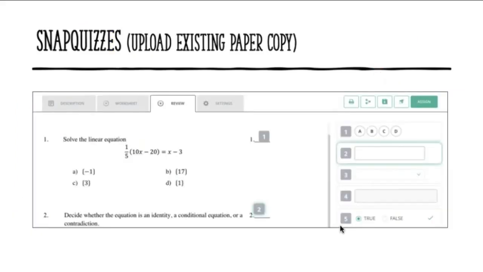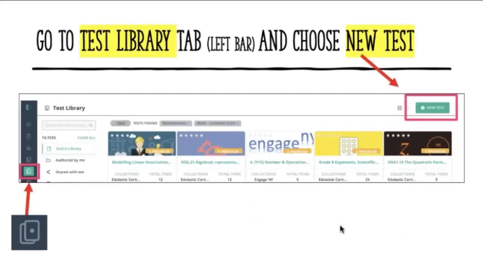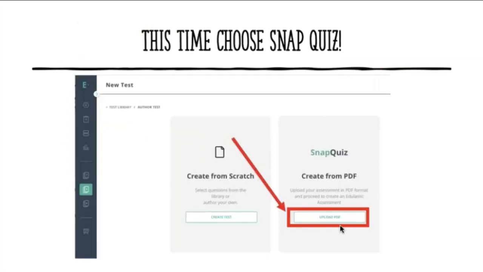So to make our snap quiz, you go back to the test library. So that's where we've been pretty much this whole time. We keep coming back here, and you're going to choose new test. Last time we did create from scratch. This time we're going to choose upload PDF.